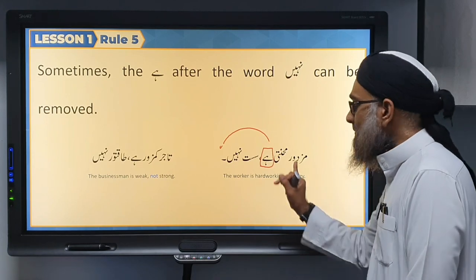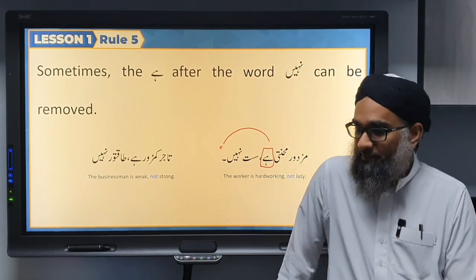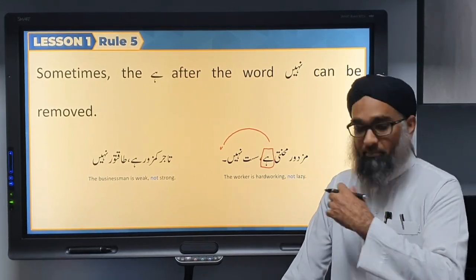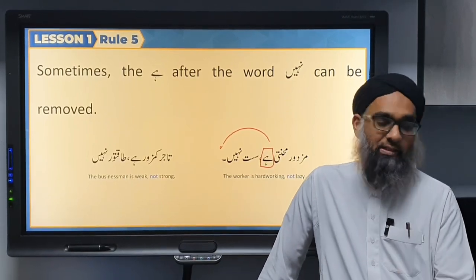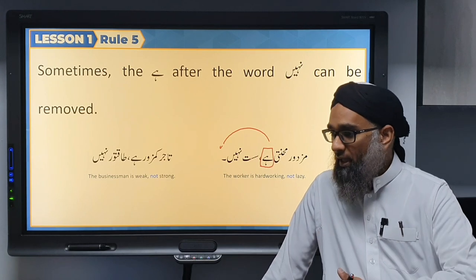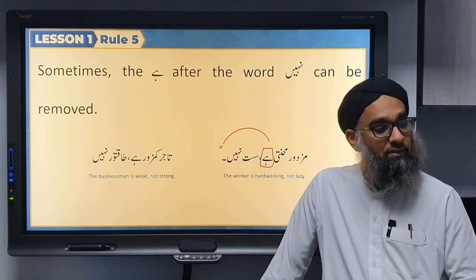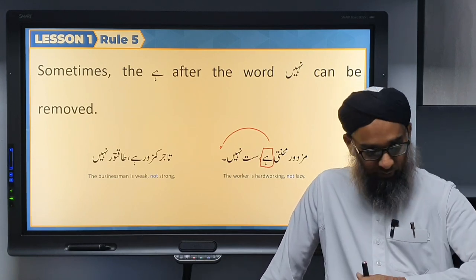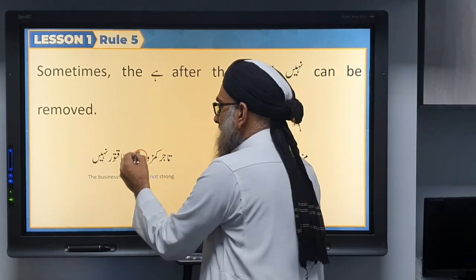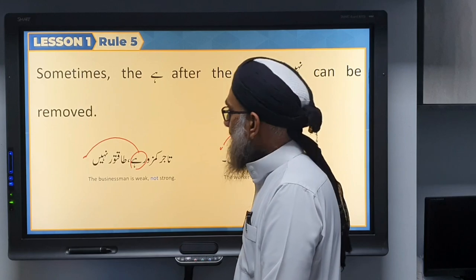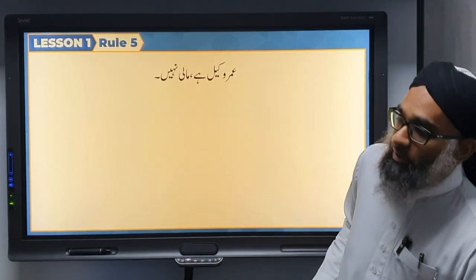So for example, mazdoor mehnati hai, what does that mean? Hard working. So the mazdoor, the worker, is hard working. Sus nahi, he's not lazy. Tajir kamzor hai, taqatwar nahi. Weak, not strong. Because of one joining word, you don't need to join another one. You just leave it as it is. Okay, try it. Bismillah.